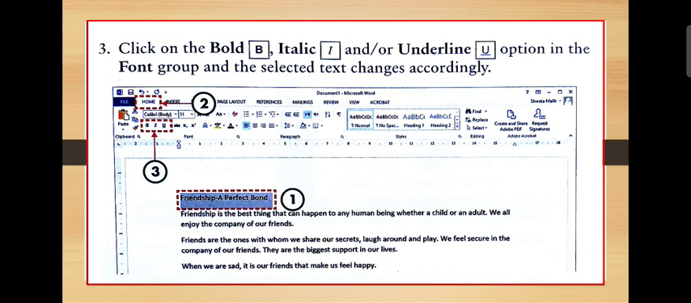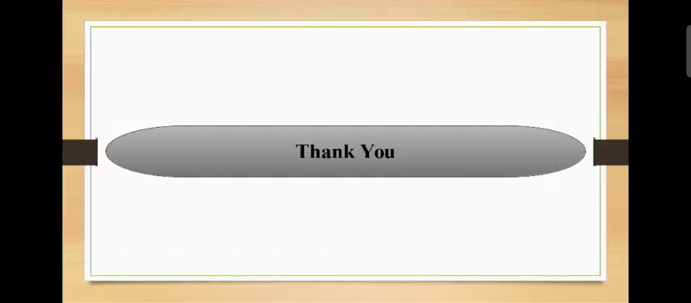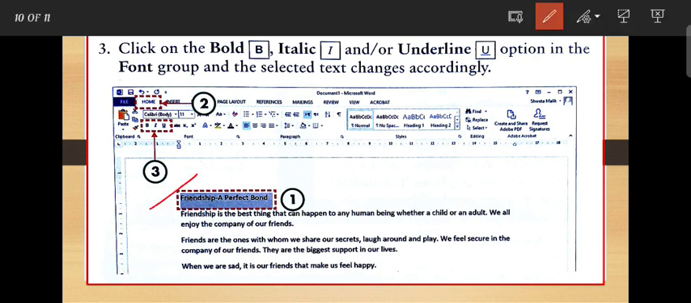Okay, so first of all you need to select your text. This is the text. You need to select the text, then click on the home tab. Then here you can see bold, italic and underline options are here.